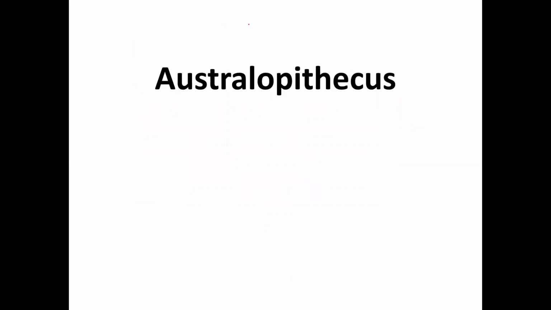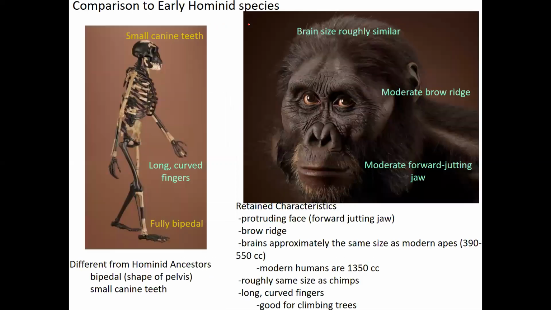But the oldest fully upright hominid is the Australopithecus. They had smaller canine teeth. They have long curved fingers because they're still climbing trees, and they're fully bipedal. They're different from hominid ancestors, the other apes, because of their bipedalism, the shape of their pelvis, and their smaller canine teeth.